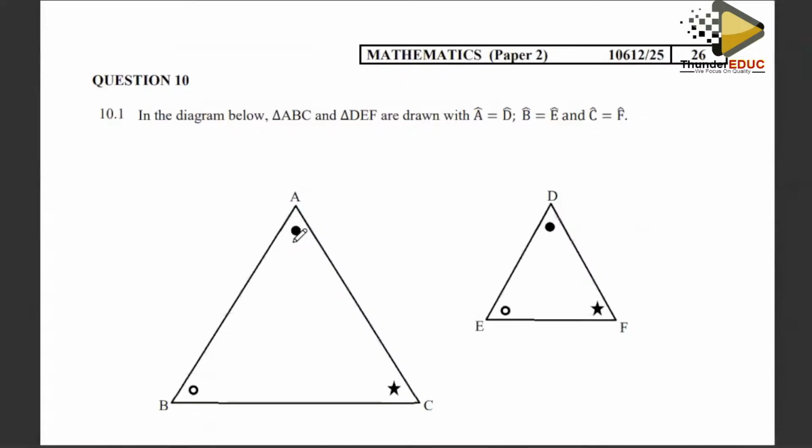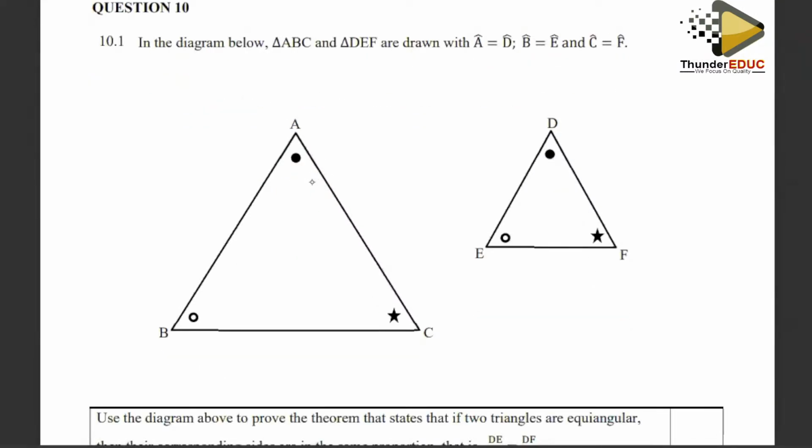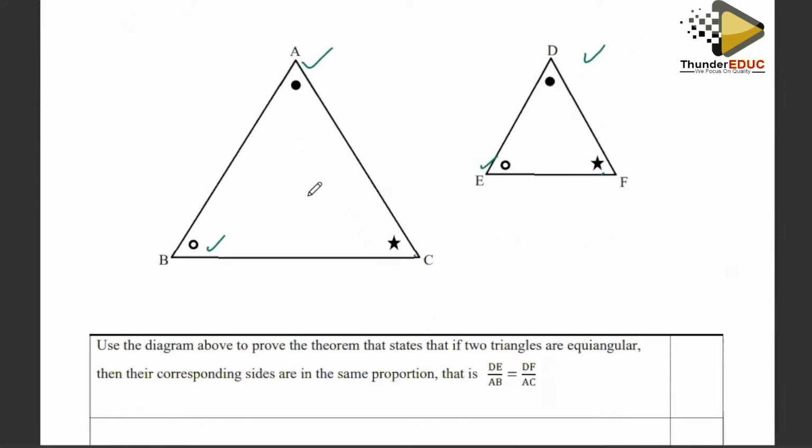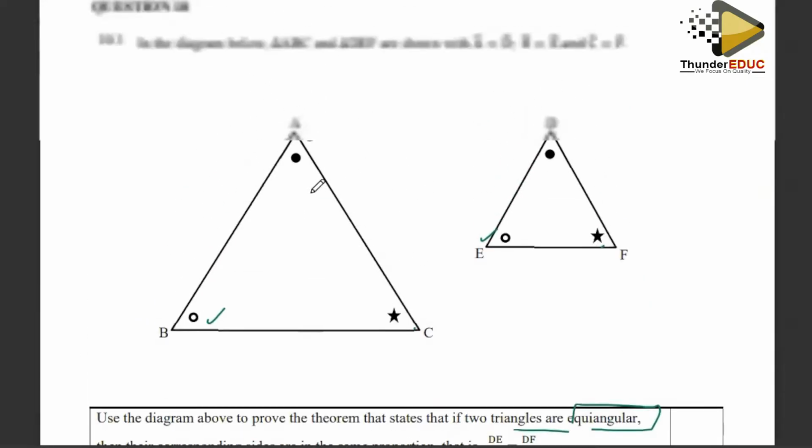Question number 10. In the diagram below, ABC and DEF are drawn. So A is the same as D, B is the same as E, and C is the same as F. Use the theorem or the diagram above to prove the theorem that states that if two triangles are equiangular, then their corresponding sides are also in proportion.